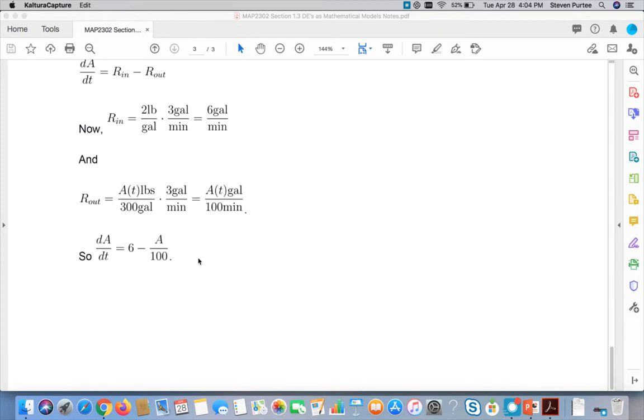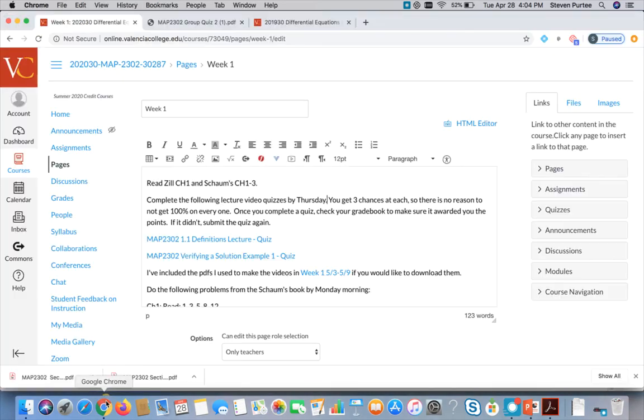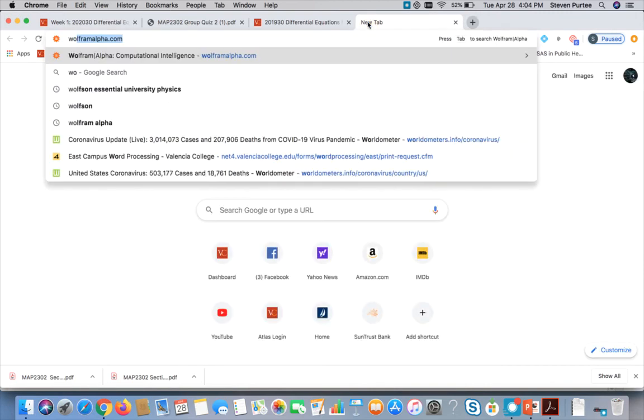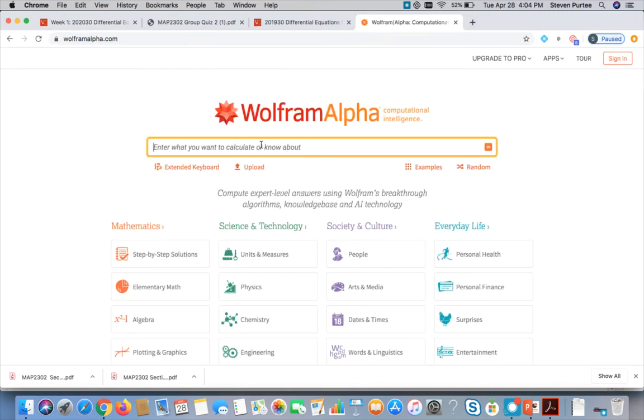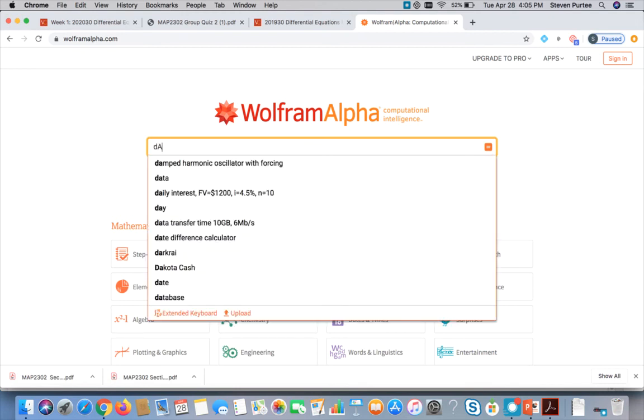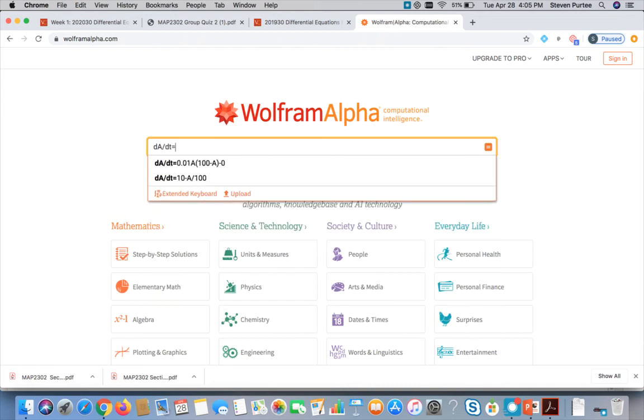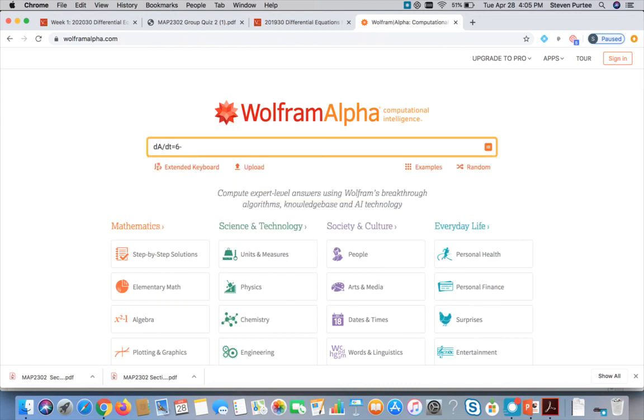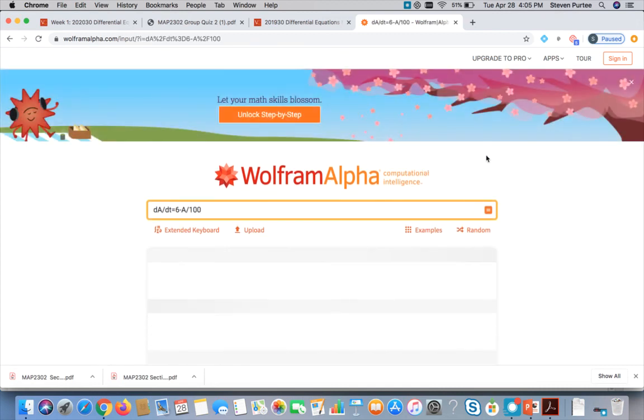And then we could, if we wanted to, type this differential equation into Wolfram Alpha and solve it and actually get a solution. Let me show you how to do that. So I can literally just type it like that. dA dt equals 6 minus A divided by 100. And Wolfram Alpha is very smart. It should be able to figure this out.